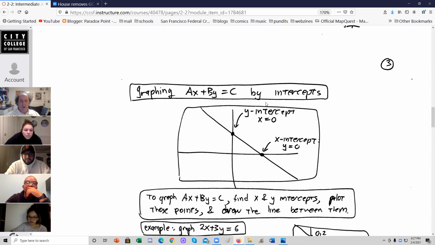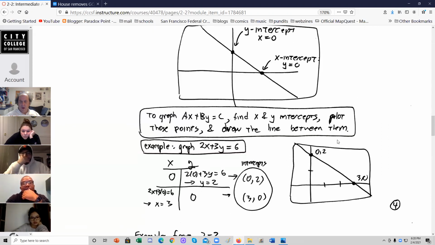Anyhow, ax plus by equals c, solved by intercepts. Well, it's a sloped line, and it'll meet the y-axis and the x-axis somewhere. Where it meets the x-axis, that's the x-intercept, and everywhere on the x-axis, y equals 0. So to find the x-intercept, set y equal to 0 and find x from that. On the y-axis, x equals 0. So set x equals 0, solve for y, and get the y-intercept. Given two intercepts, two points, you draw the line between them, and that gets you the graph.